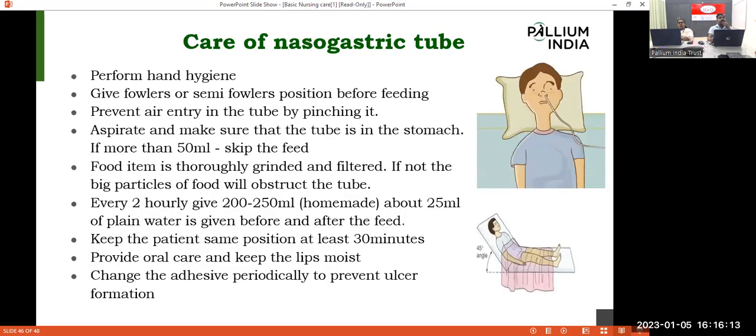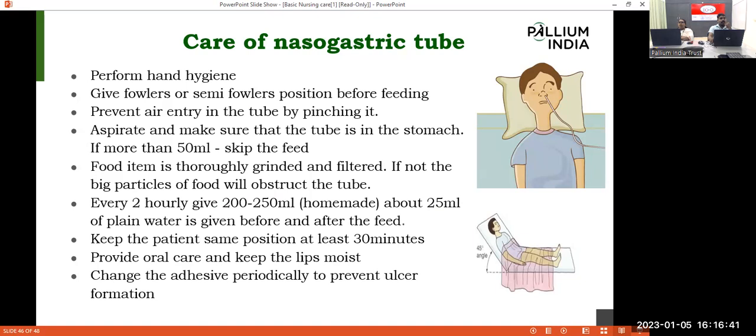Care of a nasogastric tube. Perform hand hygiene before the procedure. Then give a Fowler or semi-Fowler position. Before feeding, we need to ensure the position. Then prevent air entry while giving the feeding. So before opening the inlet of the tube, we need to pinch the tip of the tube to avoid the entry of air.